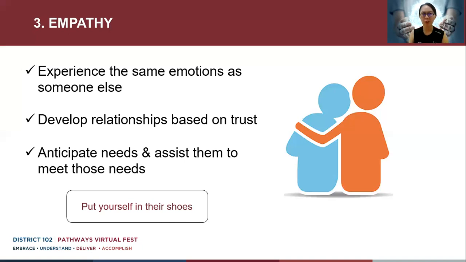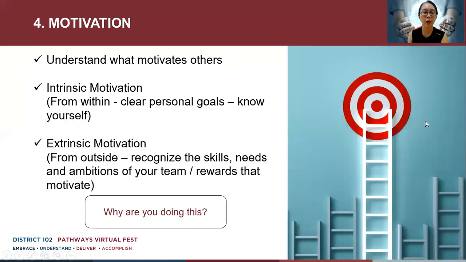Okay, so I think empathy is another thing to learn altogether, and definitely it requires a lot of patience and time. Motivation, okay, understand what motivates others. There is intrinsic motivation and extrinsic motivation. Intrinsic is a bit hard to capture, but for yourself, ask yourself, what motivates you from within? Do you have clear personal goals that motivate you? For example, your goal is to achieve Distinguished Toastmaster, or your goal is to help others to grow. What is it? Know yourself, okay?